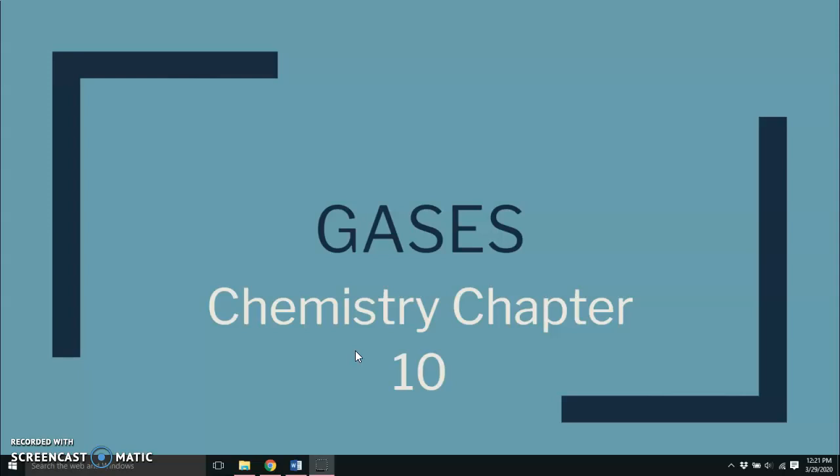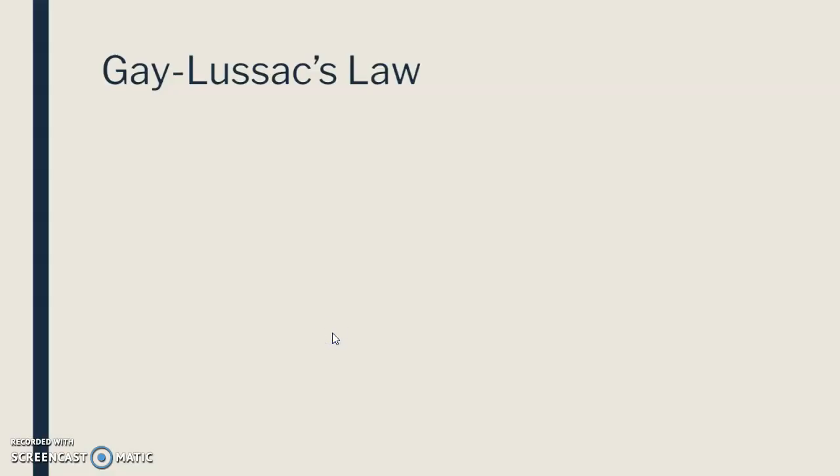One of the key things that you should remember with Charles's law, you must convert those temperatures from Celsius to Kelvin first by adding 273 to each temperature. Okay. All right. So now we're going to talk about another type of gas law. And this is Gay-Lussac's law.